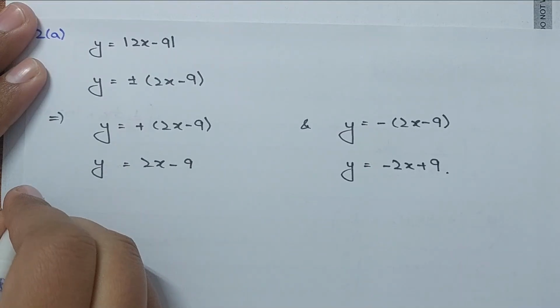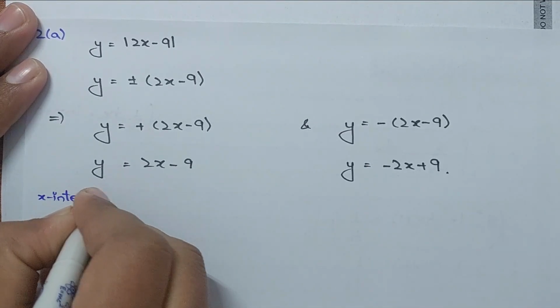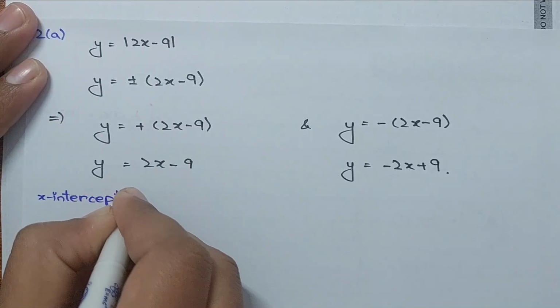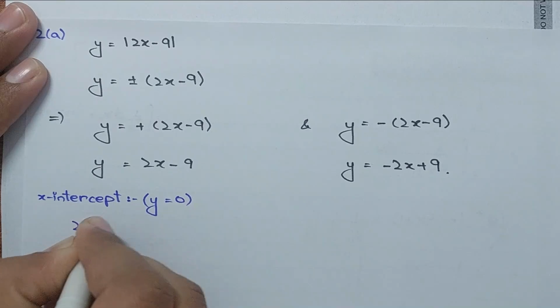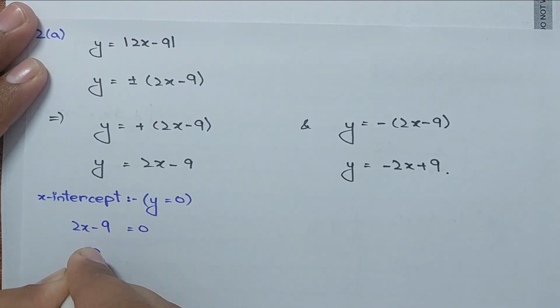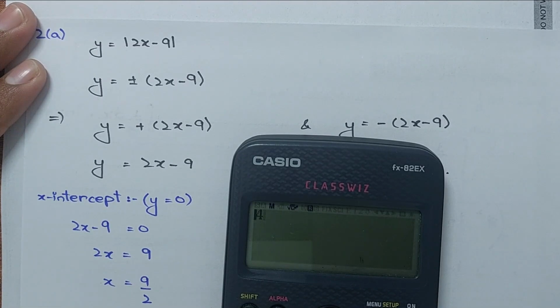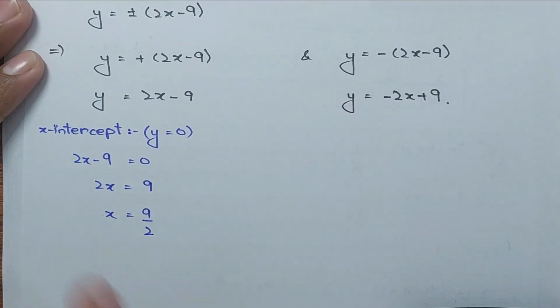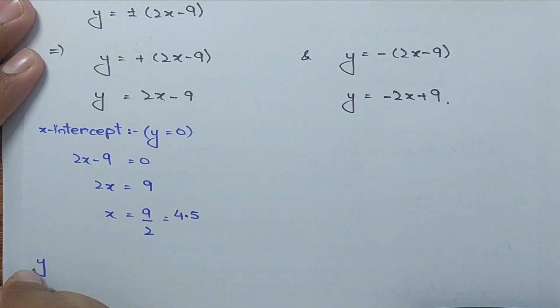So for this function, let me solve for the x-intercept. For the x-intercept, you have to put y equal to 0. When the y value is 0, we can say 2x minus 9 equals 0. So 2x equals 9 and x equals 9 by 2, which is 4.5. So the x-intercept is 4.5. Now solve for the y-intercept.